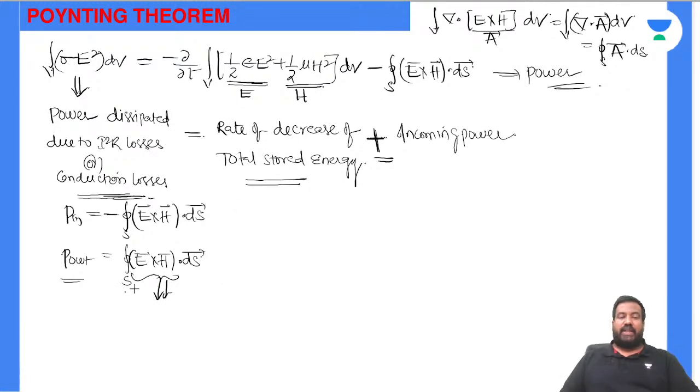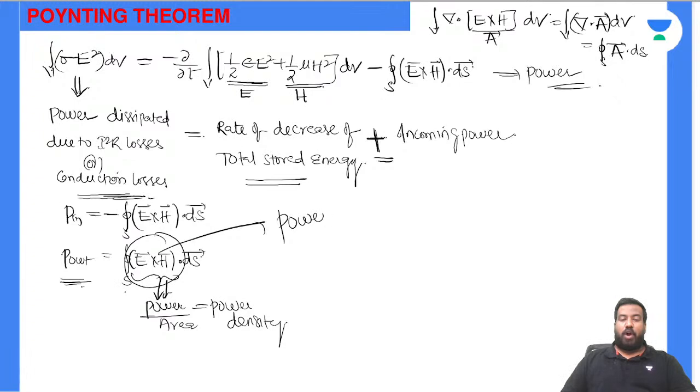The surface integral of something is power, so this something must be power density. Power density is nothing but power per unit area. In the surface integral, ds is area. Area and area get cancelled, you get power. So power per unit area must be power density. Therefore, E cross H refers to power density at any given point.